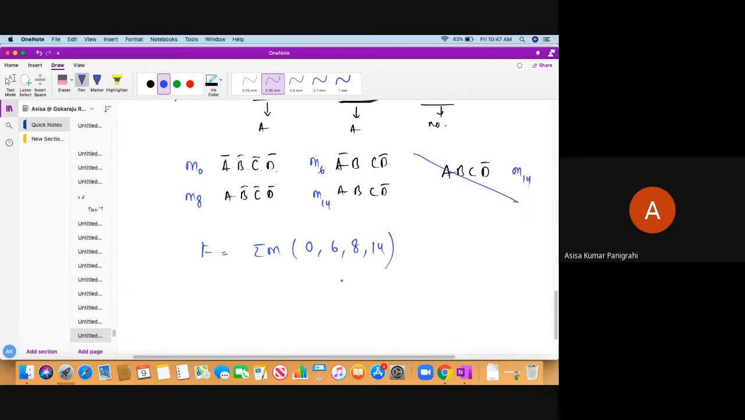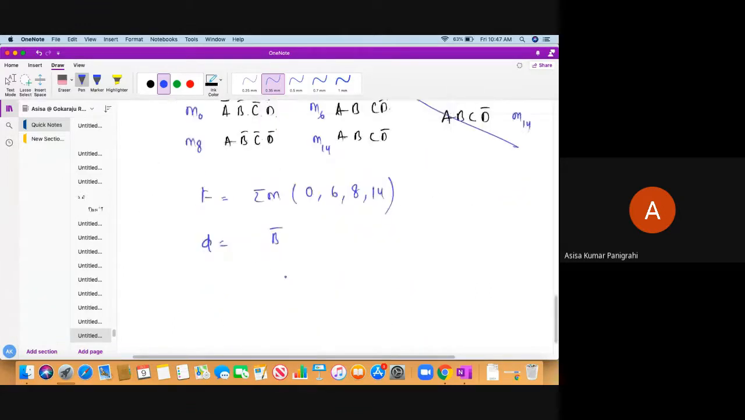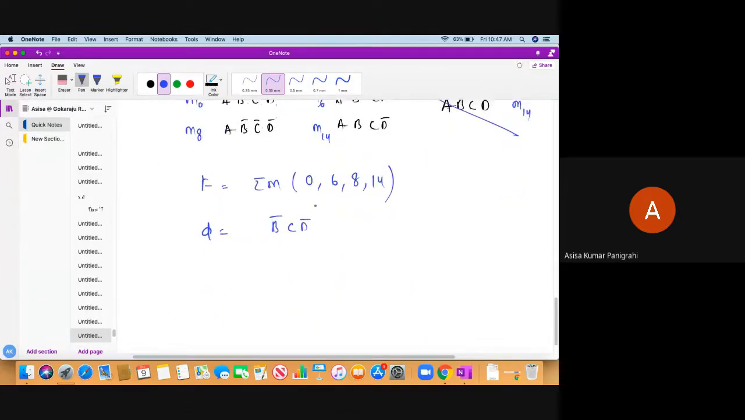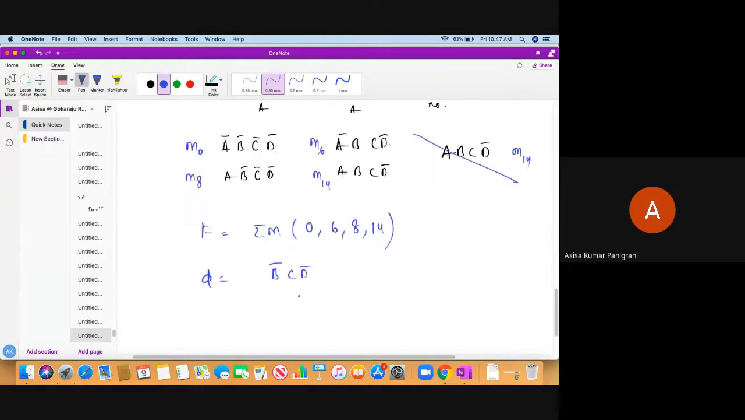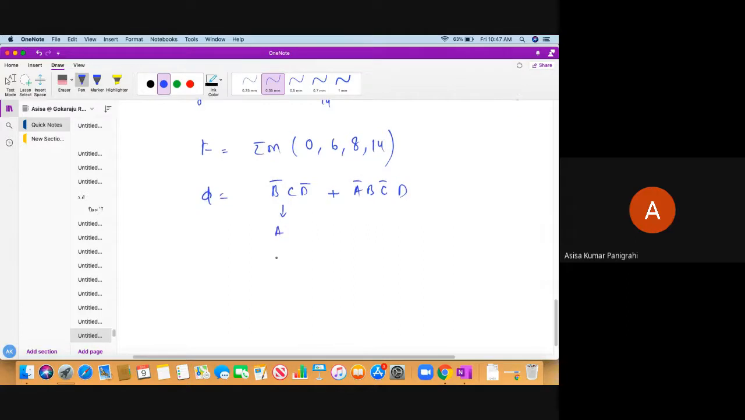Now similarly you do it for d. d is given as a function: B bar C D bar, or A bar B C bar D. Here, what is the missing variable? A is missing. If A is present, how can it be represented? It is A bar B bar C D bar, or A B bar C D bar. Anything else possible? No. And here it's already in this form, A bar B C bar D. Now how do we represent this? 0 0 1 0 means m2. Next, 1 0 1 0 means m10.